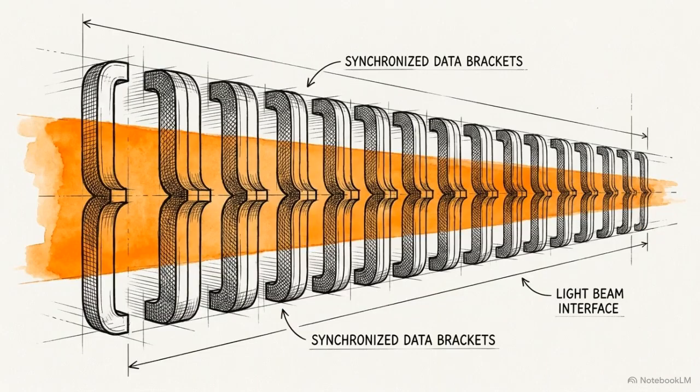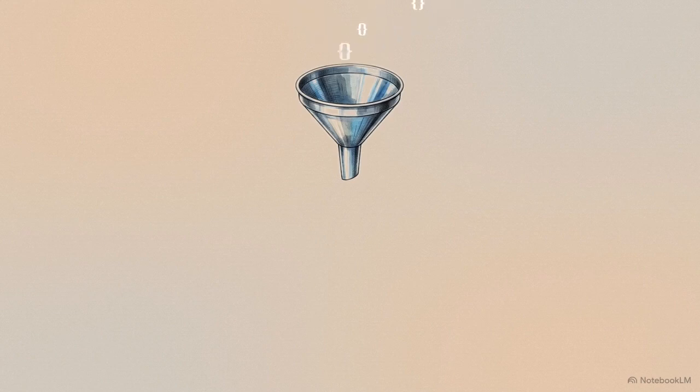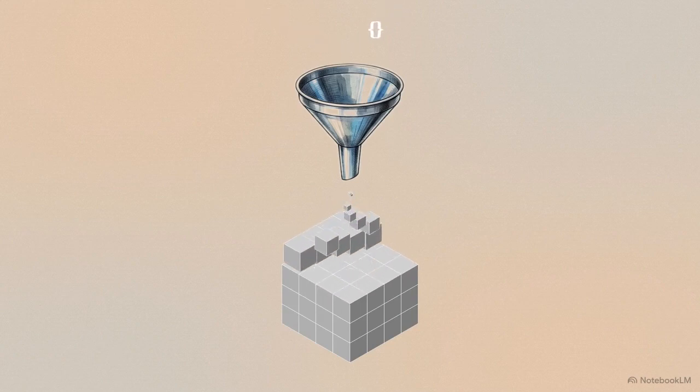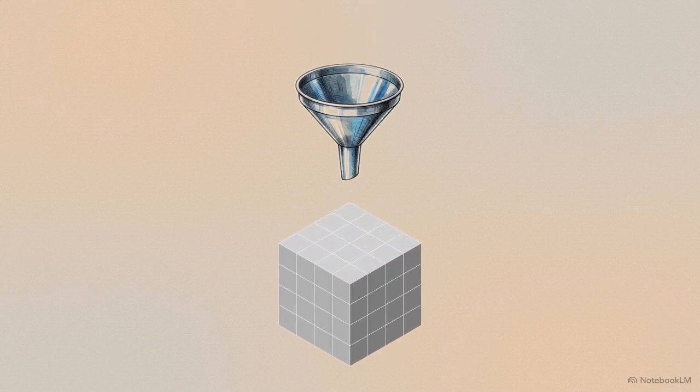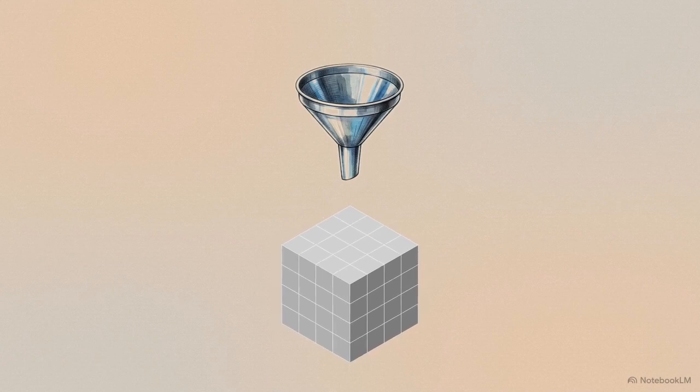They must be cleaned and integrated. This is the integration phase. The chaotic JSON documents flow through an ETL process, extract, transform, and load, where they are standardized and packed into a massive corporate data warehouse, structured here as a multi-layered geometric cube.